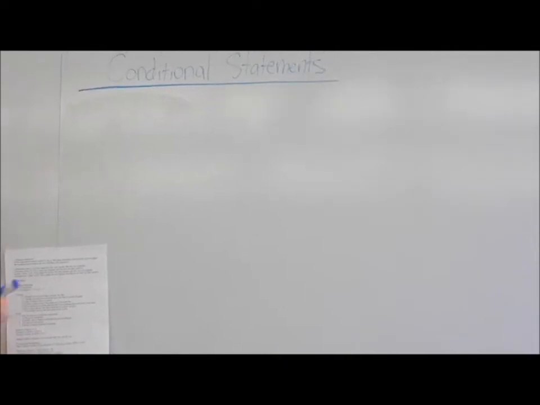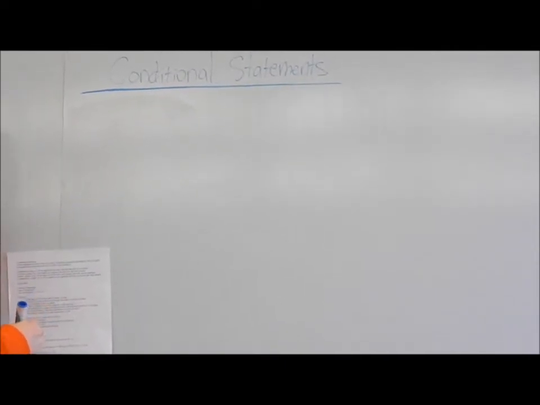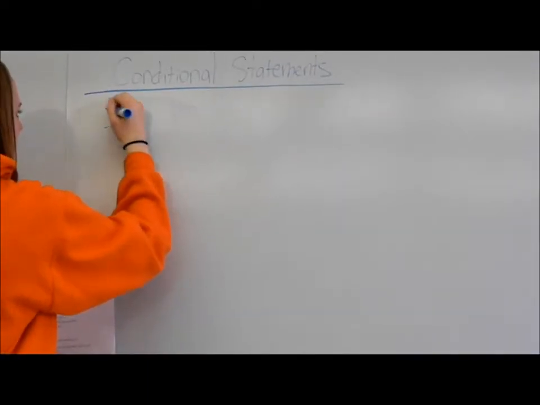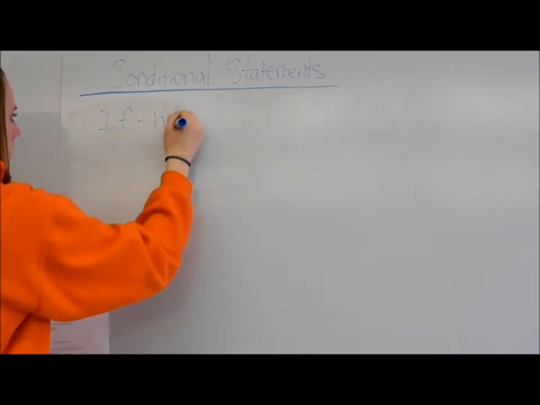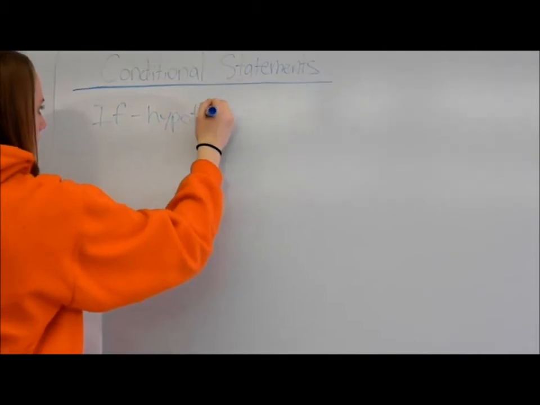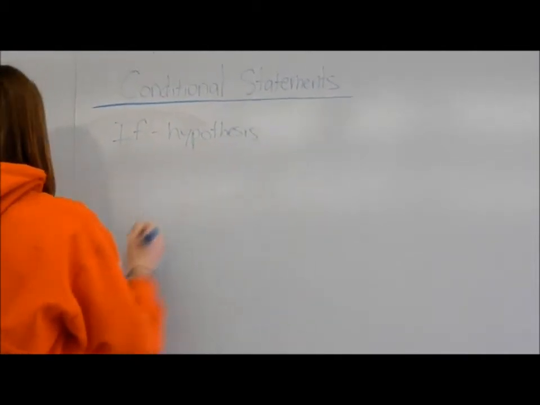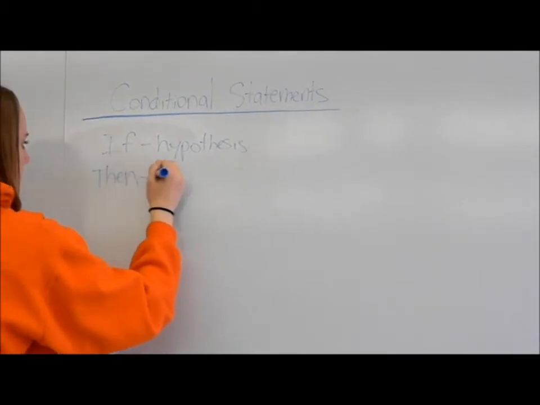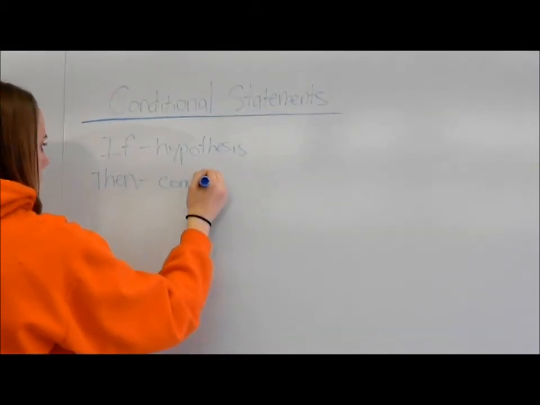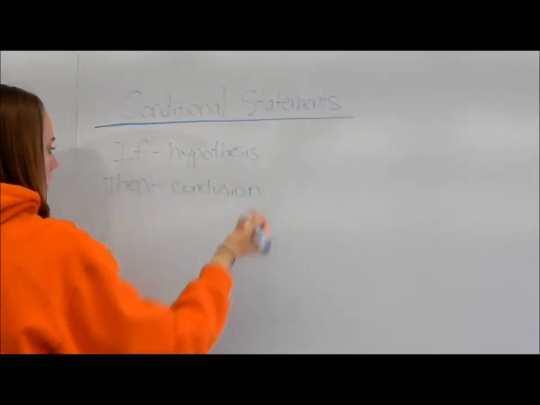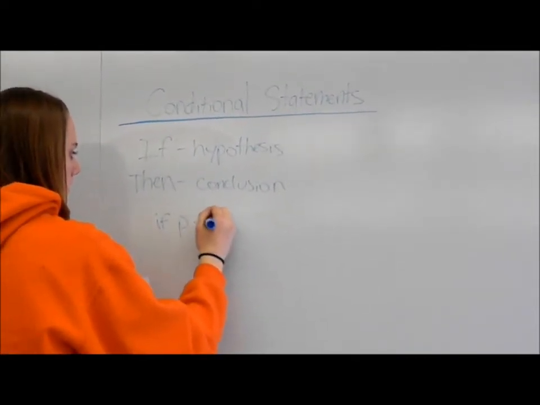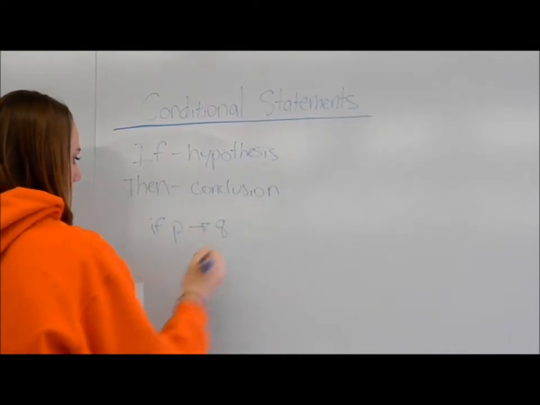An if-then statement is written in the form of if P then Q, and the phrase immediately following the word if is the hypothesis. And the phrase following then is the conclusion. So the statement goes, if P, then Q.